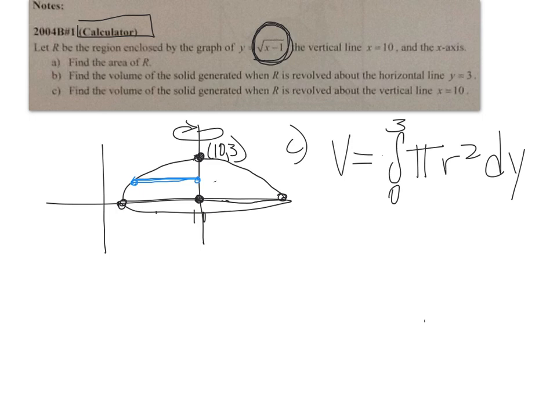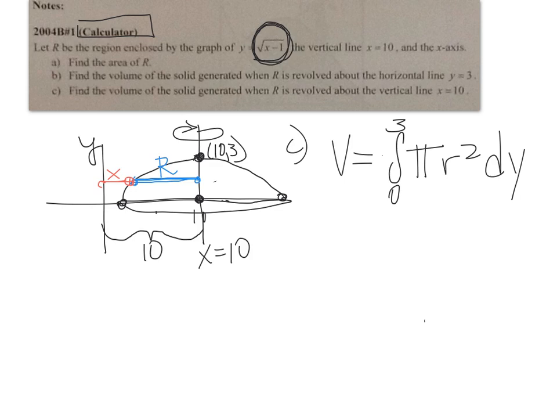So now we just need to figure out what r is. Well, we know the distance from the y-axis over to the line x equals 10 is 10 units wide. The radius, r, is smaller than that. It's 10 take away whatever the x coordinate is at any given point.